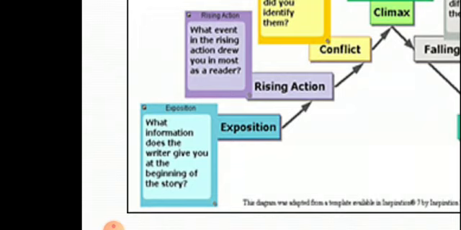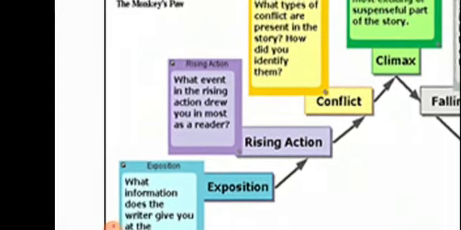Now, in the chart, you have the exposition. What's the meaning of exposition? You can find this word even in one of the questions of reading comprehension or in your story that you are covering in any term. Exposition means the information at the beginning of the story, which means you have the setting, time, place, and so on. Then you have the rising action.